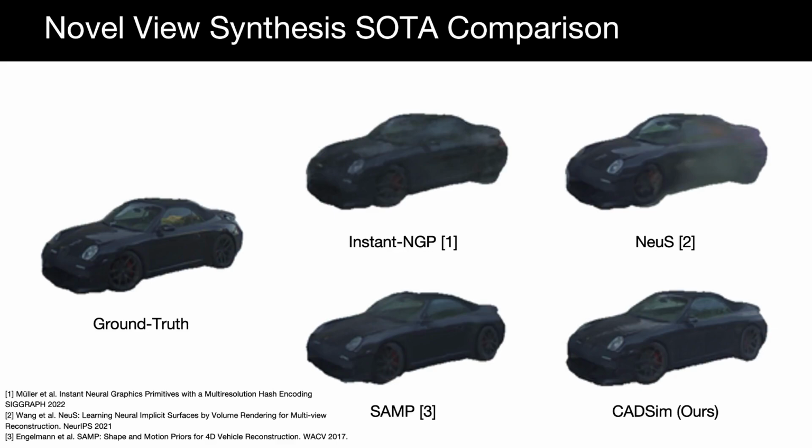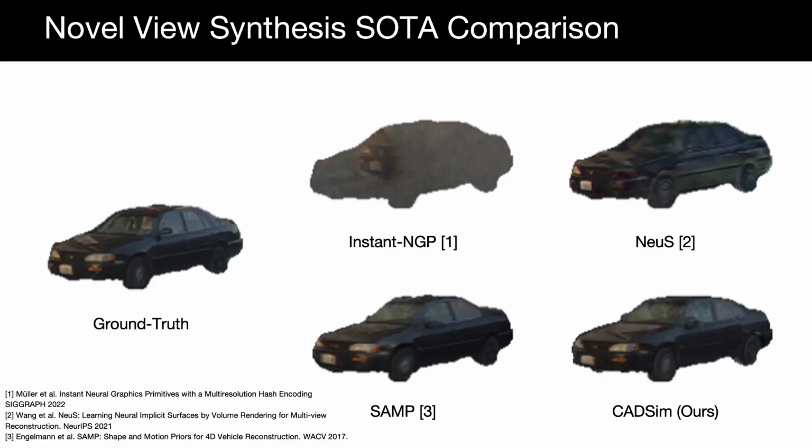Because of the decomposed material and lighting models, we can also capture specular reflections on the hood and sides of the car. And in the sparse view setting, the neural implicit representation approaches have a harder time rendering at novel views. And compared to other explicit geometry optimization approaches such as SAMP, we have a more accurate shape.